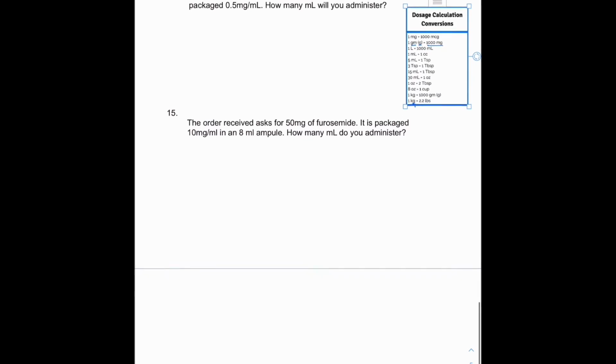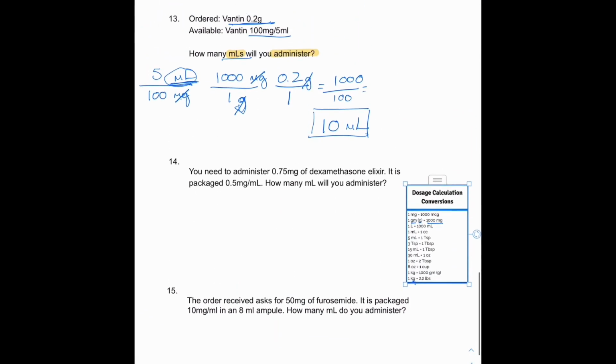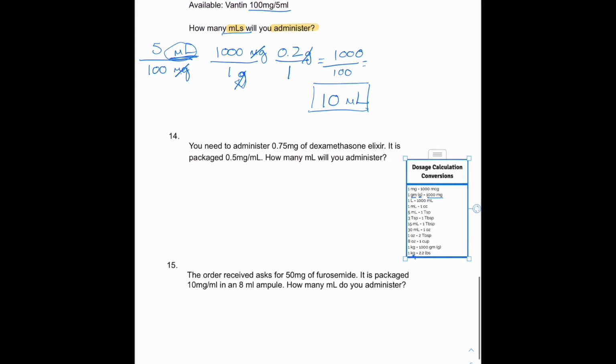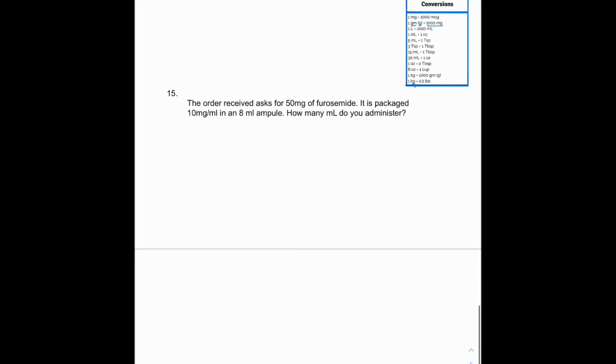All right, so this one looks a little bit different because it's more of a word problem. These are laid out pretty easy, right? Just tells you what's ordered, what's available, and then asks you your question. This is all kind of mixed together and what you're more likely to see. Okay, so you need to administer 0.75 milligrams of dexamethasone elixir. It is packaged 0.5 milligrams per mil. How many mils will you administer?